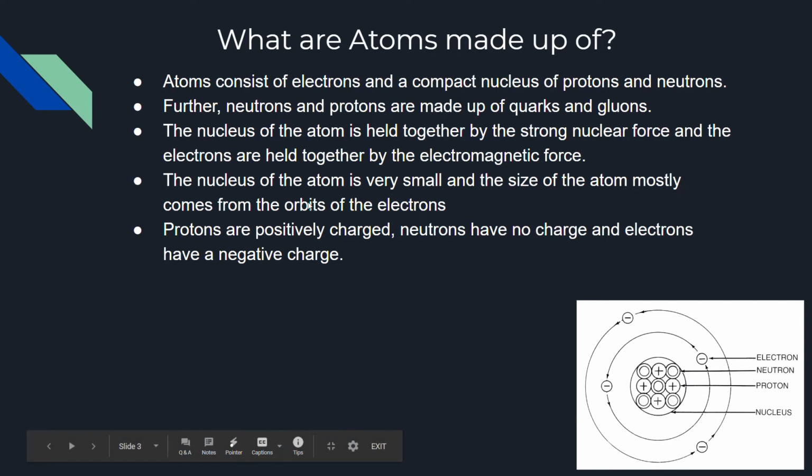Okay. The nucleus of the atom is very small, and the size of the atom mostly comes from the orbits of the electrons. So first of all, this picture is not to scale. The nucleus is very small, and the size of the atom mostly comes from the orbits of the electrons. Okay, as you can see here, this is a very big distance as compared to the nucleus.